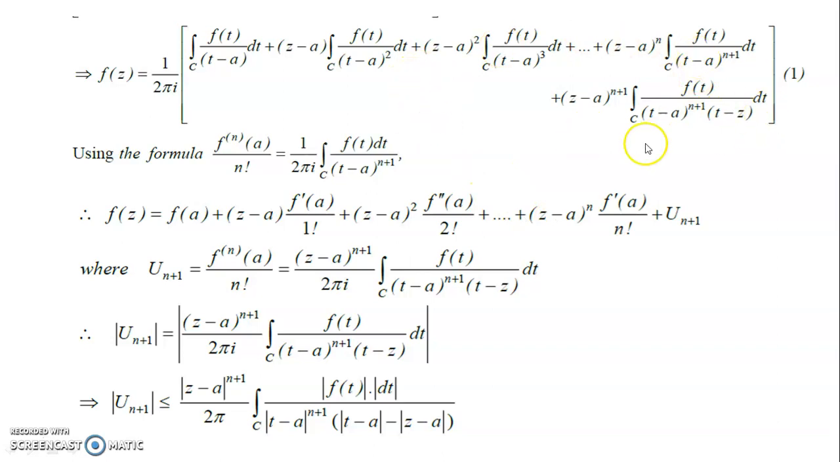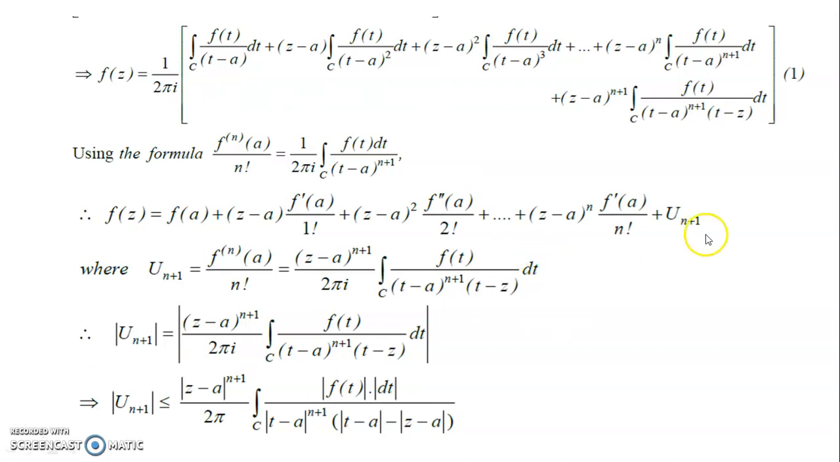We can write all the terms of this integration like this, and only the last term remains, with (z − a) power n plus 1 times the integration of f of t divided by (t − a) power n plus 1 times (t − z). I am taking it as u(n+1). This is the remainder after n terms, and I want to make it 0. We make use of the concepts of modulus as well as boundedness.